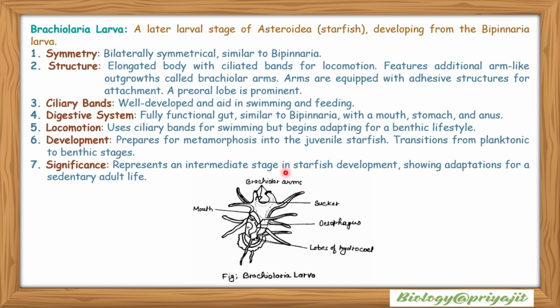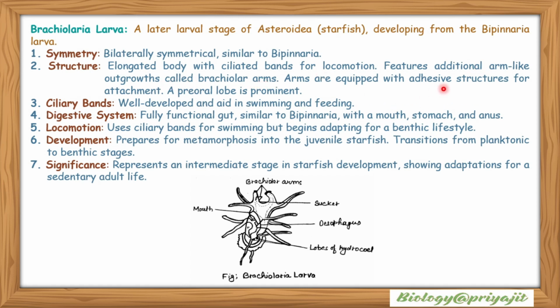Brachiolaria larva: this is the pencil sketch of the brachiolaria larva, a later larval stage of Asteroidea, or starfish, developing from the bipinnaria larva. Symmetry: bilaterally symmetrical, similar to bipinnaria. Structure: elongated body with ciliated bands for locomotion. It features additional arm-like outgrowths called brachiolarian arms.